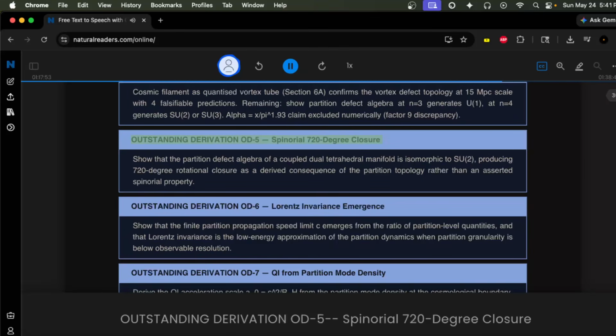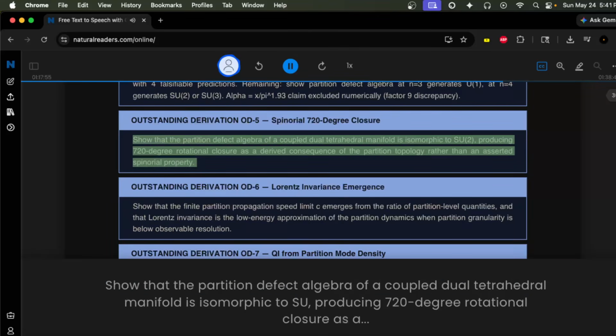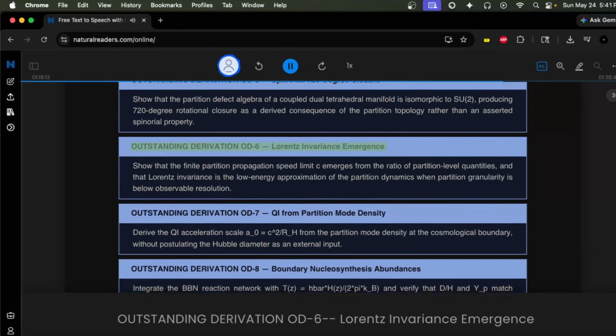Outstanding derivation OD5, spinorial 720-degree closure. Show that the partition defect algebra of a coupled dual tetrahedral manifold is isomorphic to SU, producing 720-degree rotational closure as a derived consequence of the partition topology rather than an asserted spinorial property.